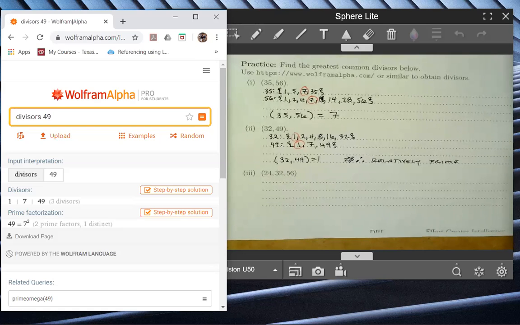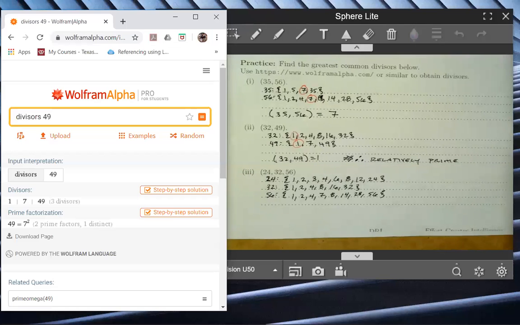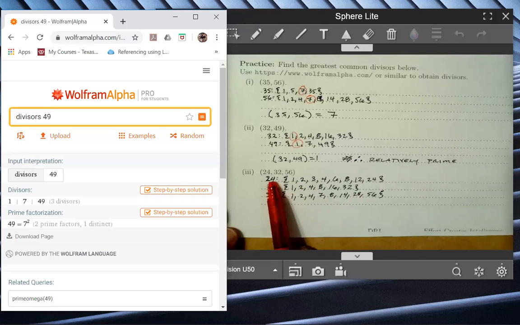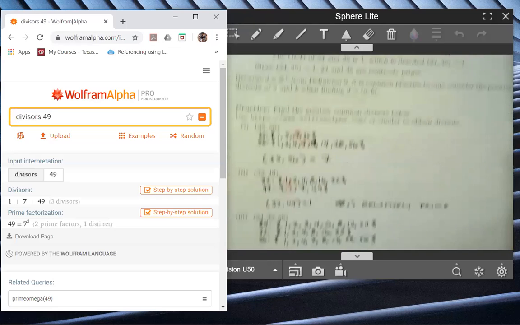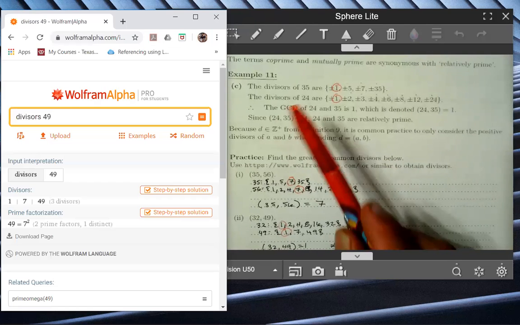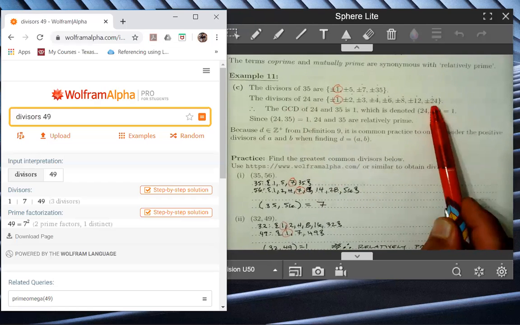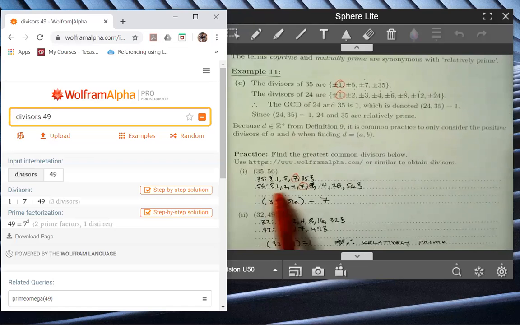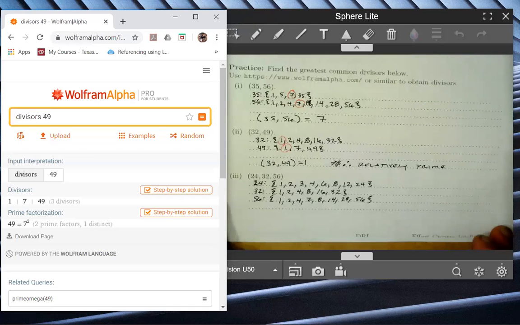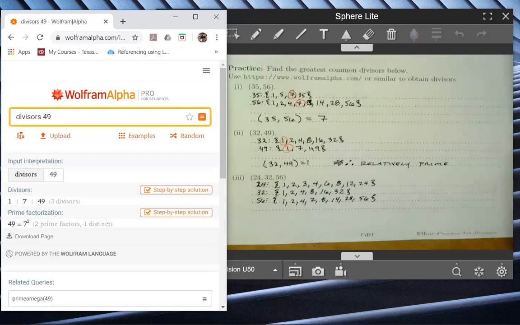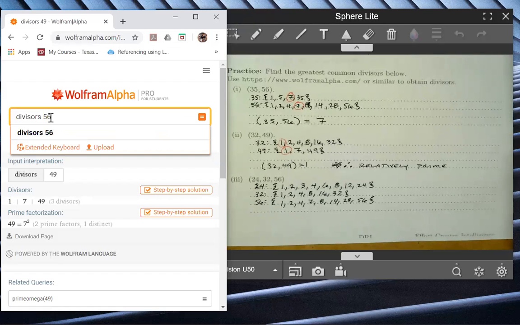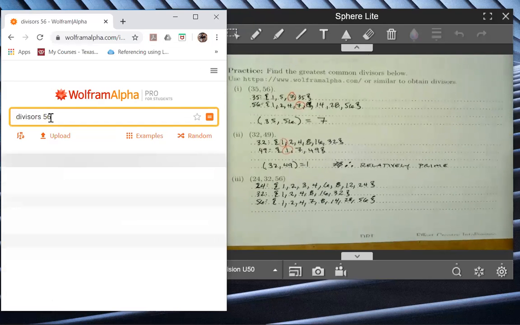We said to pause the video. Try it on your own before you see. So, did you notice that for each of these, 24, 32, and 56, the divisors we had already listed out? You could have just referred back to your list already. We had each of those already there, but of course you could have used Wolfram Alpha to find the divisors of 56 and get the information that you were looking for.